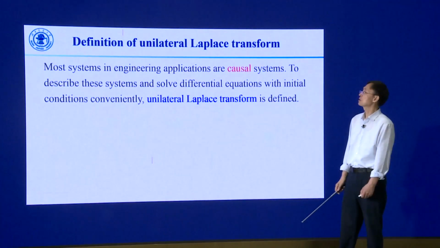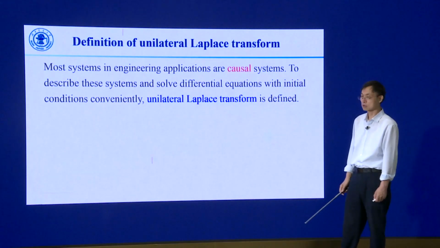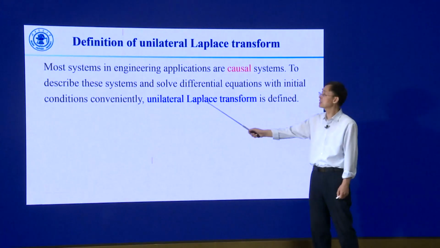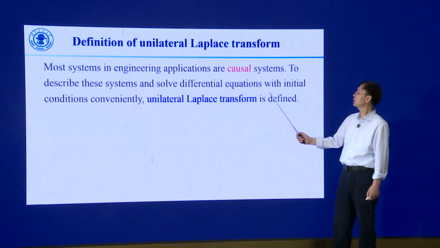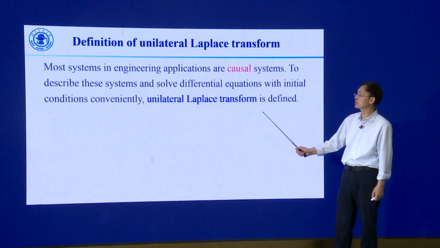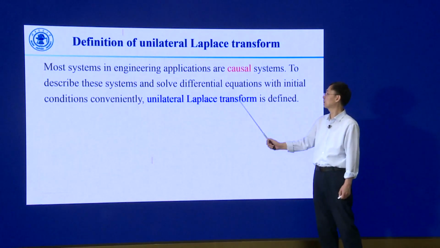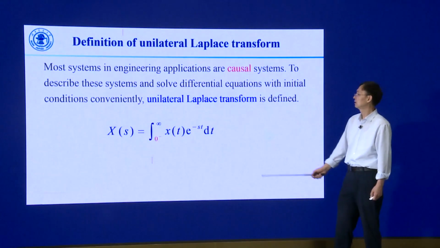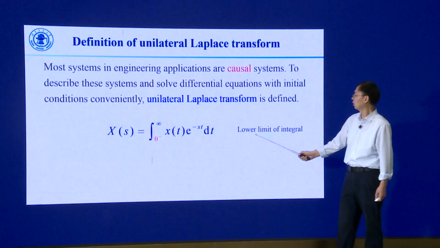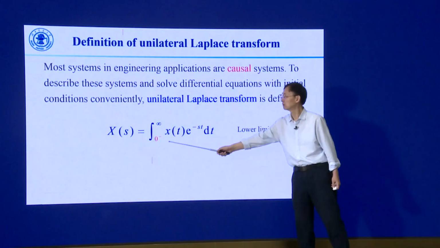Most systems in engineering applications are causal systems. To describe these systems and solve differential equations with initial conditions conveniently, the unilateral Laplace transform is defined. Here, the lower limit of the integral is 0.